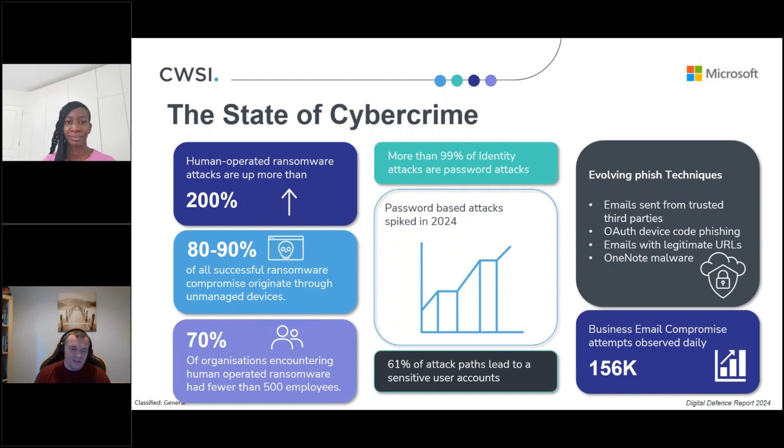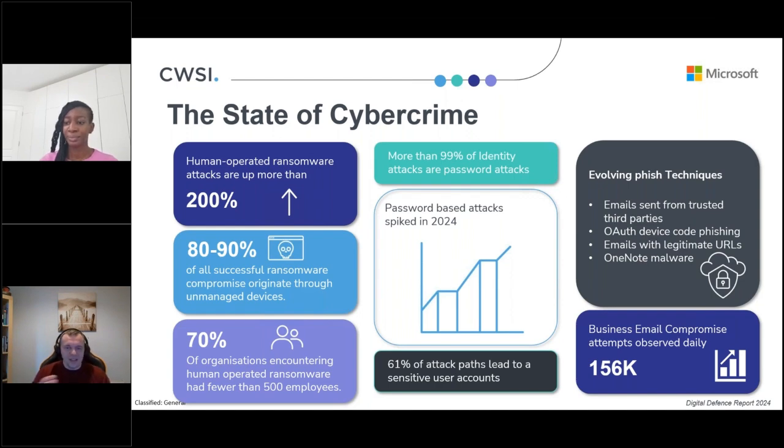And again, the shift is kind of changing. The large corporations have adapted security. So 70% of the organizations that encounter human-operated ransomware have fewer than 500 employees. So attackers have started shifting down and looking at the organizations where security is not quite there yet.